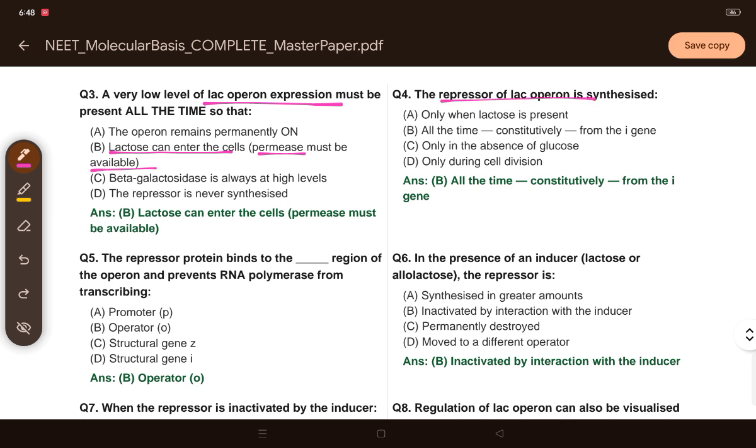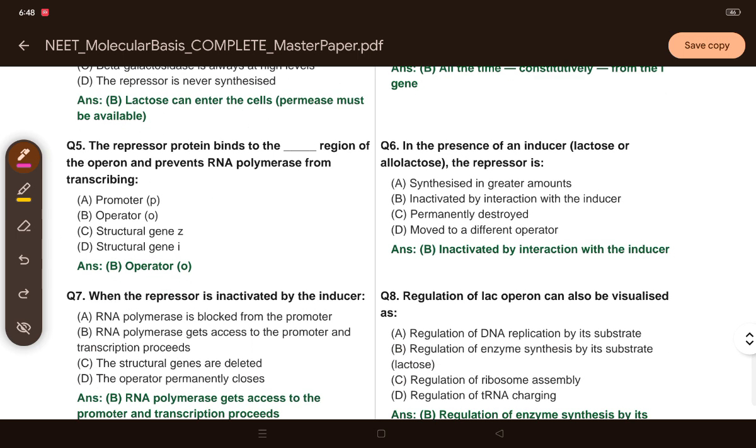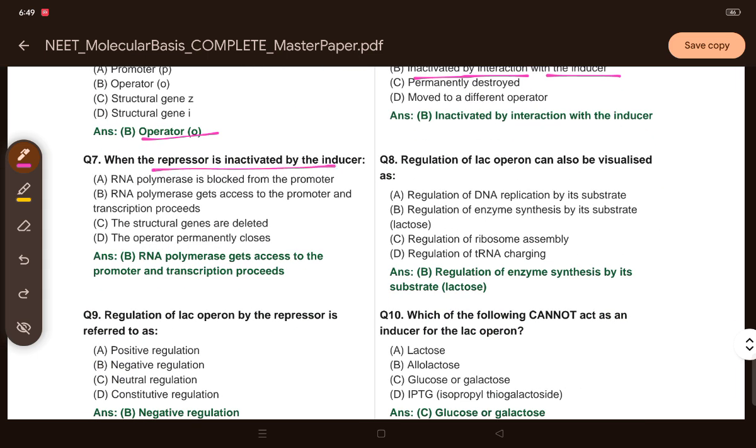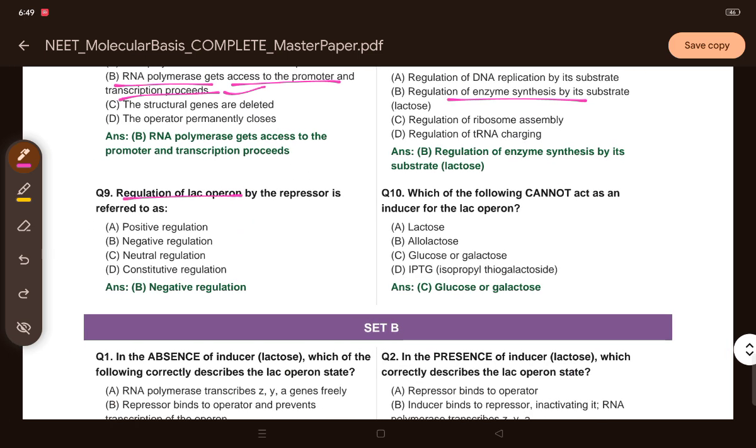The repressor of the lac operon is synthesized all the time constitutively from the I gene. The repressor protein binds to the operator region of the operon and prevents RNA polymerase from transcribing. In the presence of an inducer, the repressor is inactivated by interaction with the inducer. When the repressor is inactivated by the inducer, RNA polymerase gets access to the promoter and transcription proceeds. Regulation of the lac operon can also be visualized as regulation of enzyme synthesis by its substrate, which is lactose. Regulation of the lac operon by the repressor is referred to as negative regulation.